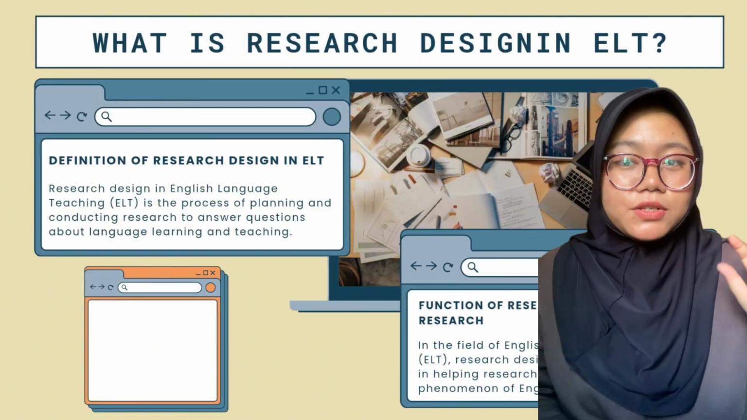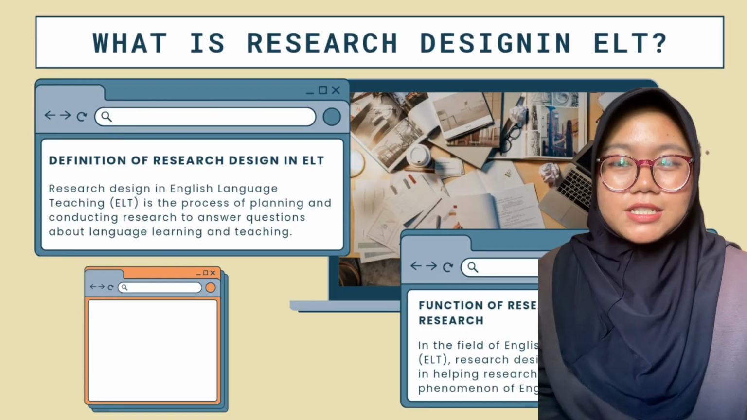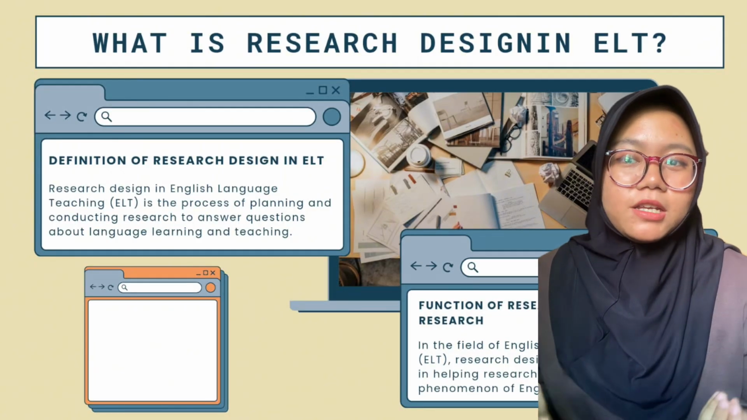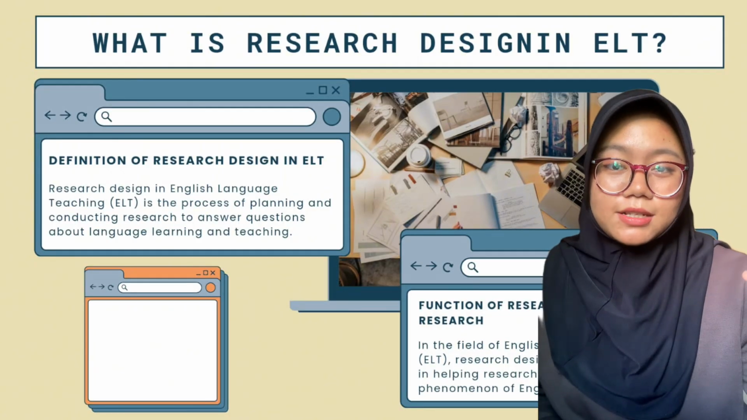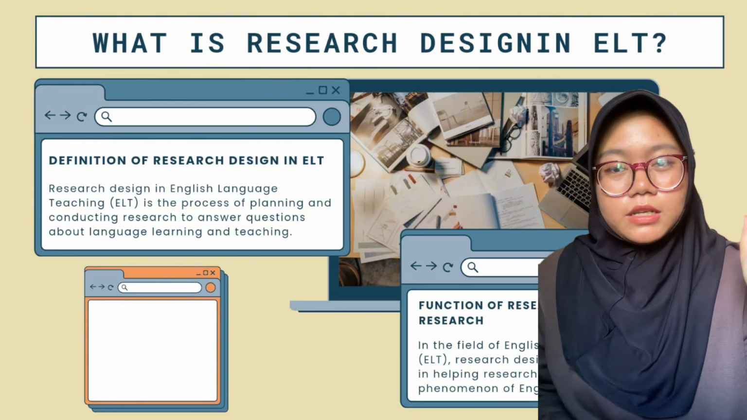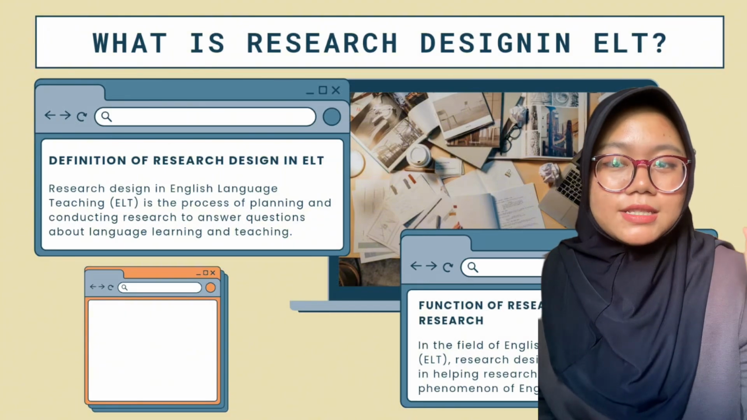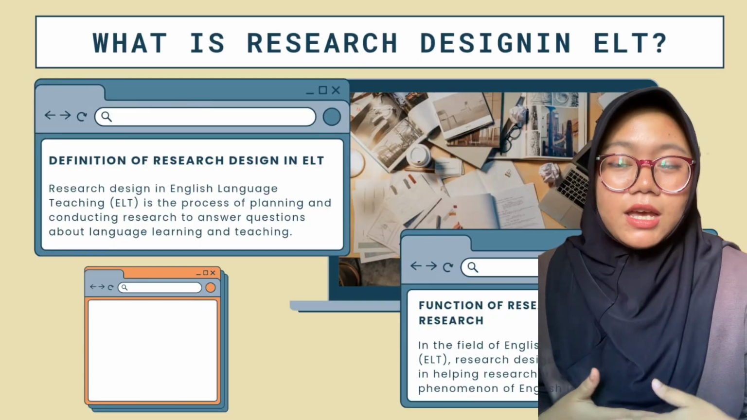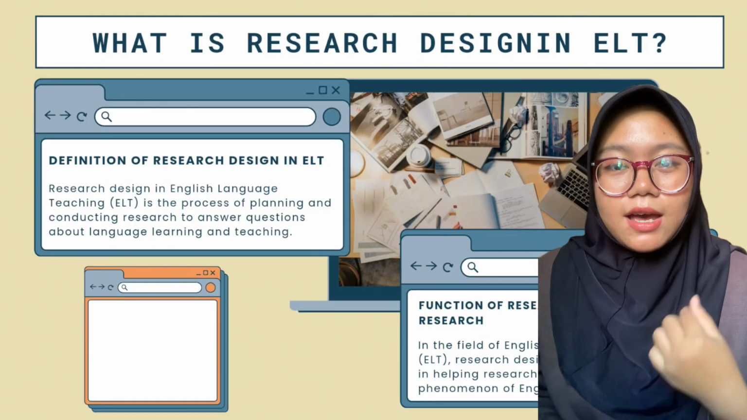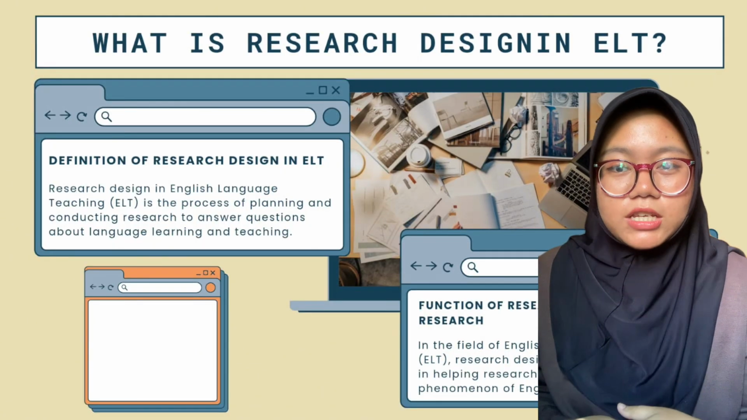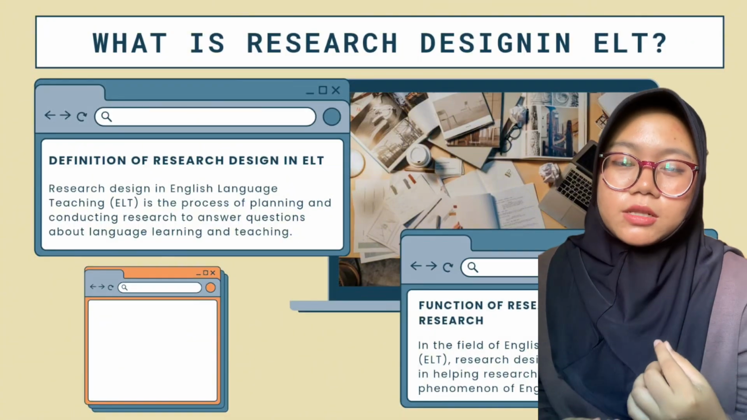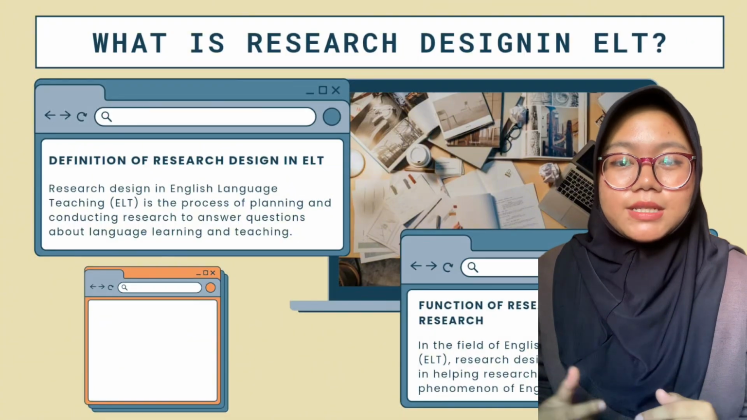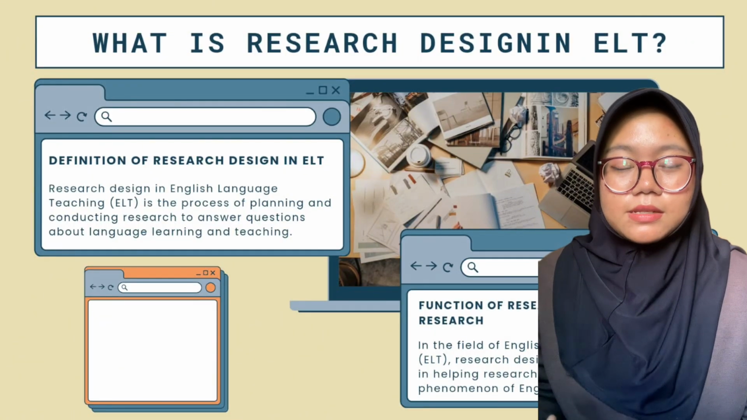So, what is research design? Research design is a detailed plan or structure used to conduct a research study effectively. It outlines how data will be collected, analyzed, and interpreted. In ELT, research design guides us to investigate teaching and learning processes, instructional methods, learning performance, and classroom practices.